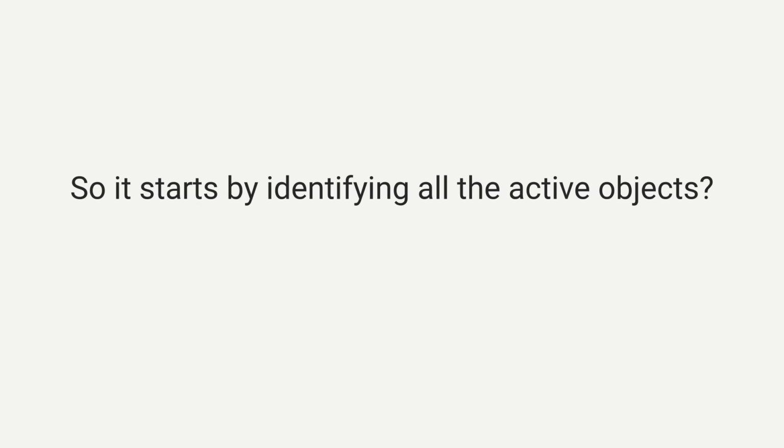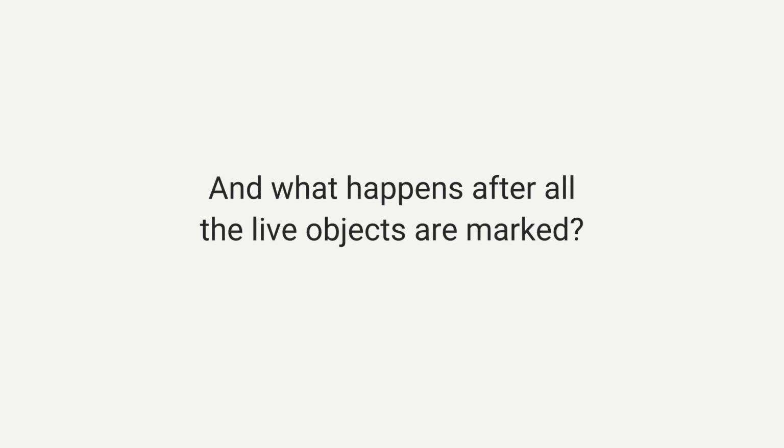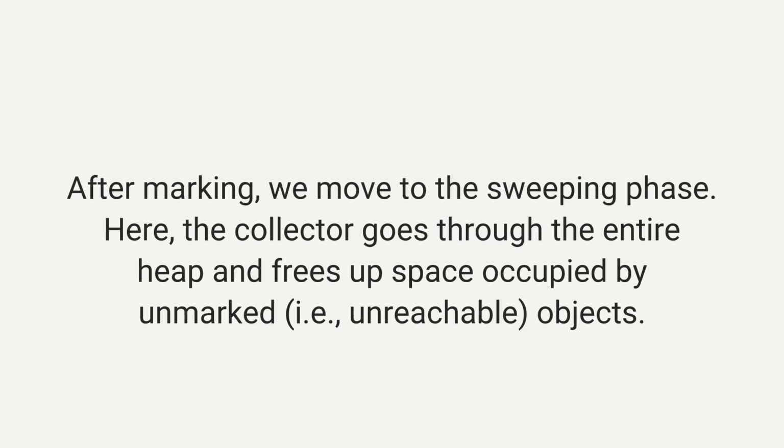So it starts by identifying all the active objects. Exactly. The process begins with a set of root objects, like local variables and stack frames, and traces through references to find all reachable objects. Once an object is found to be reachable, it's marked as live. And what happens after all the live objects are marked? After marking, we move to the sweeping phase. Here, the collector goes through the entire heap and frees up space occupied by unmarked, i.e., unreachable, objects. This effectively cleans up memory by removing dead objects.